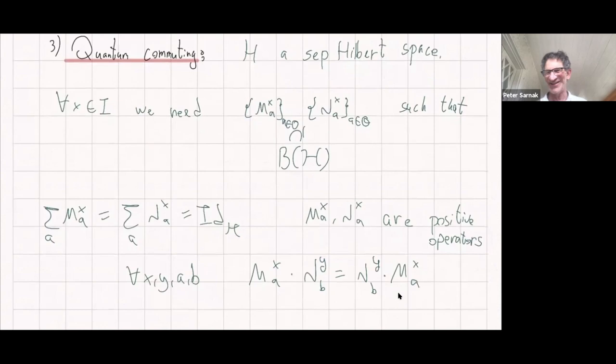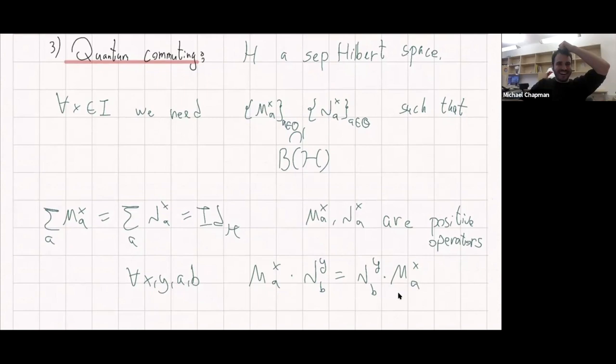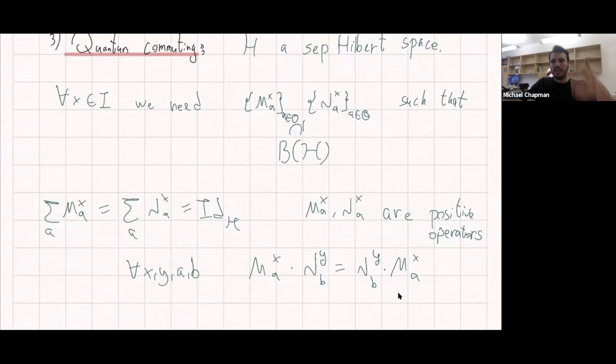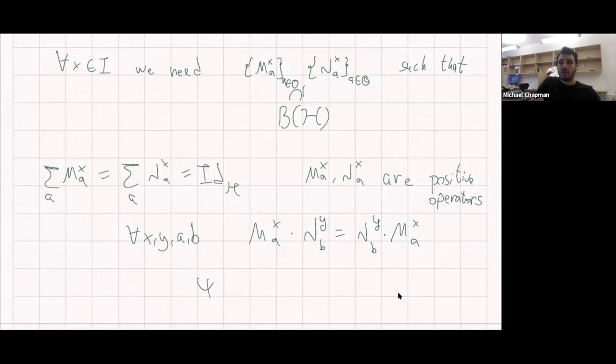Okay. So I'll move along. The last thing is that we had the unit vector beforehand, right? So we need a unit vector now. But instead of taking psi from the tensor product of H with itself, we just take psi inside H, a unit vector.